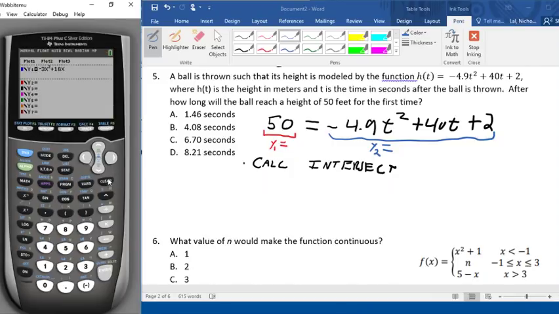So the first function can be y1 is equal to 50. The second function can be y2 is equal to negative 4.9, and here our variable is x, x squared plus 40x plus 2. Oh, I need to change my window here.